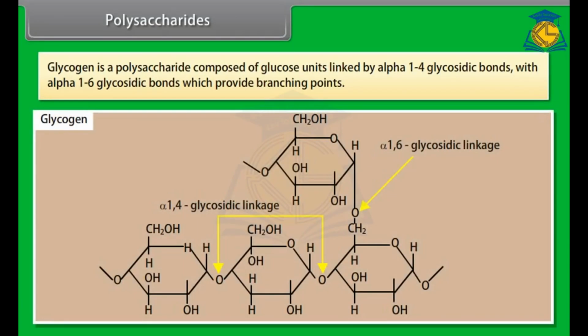Glycogen is a polysaccharide composed of glucose units linked by alpha-1,4 glycosidic bonds, with alpha-1,6 glycosidic bonds, which provide branching points.